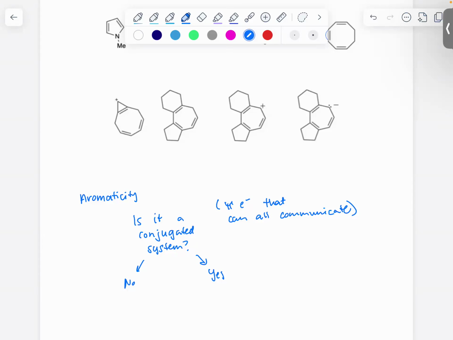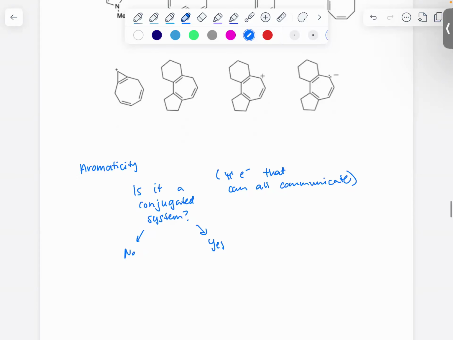So after we answer the question of yes or no, if there is no conjugated system, that's not aromatic or non-aromatic. If there is a conjugated system, we have another question to ask. And that is using this equation 4n plus 2. And we set that equal to the number of pi electrons.